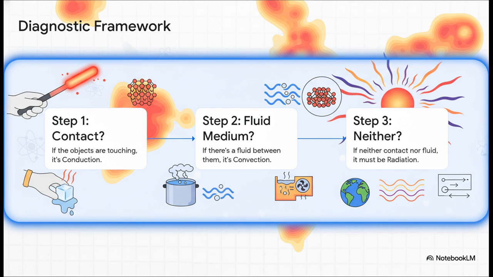So you ask yourself, step 1, are the objects touching? If they are, you're looking at conduction. If not, you go to step 2. Is there a fluid, like air or water, in between? If yes, that's convection. And if the answer to both is no, well, then it has to be radiation. Let's dig into each one.